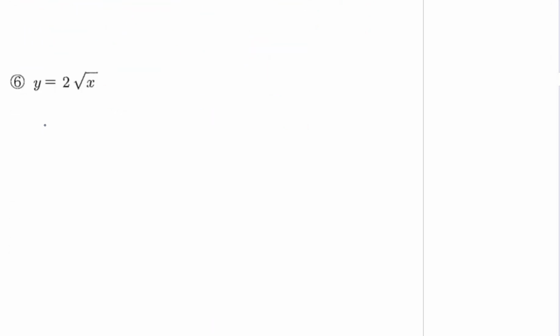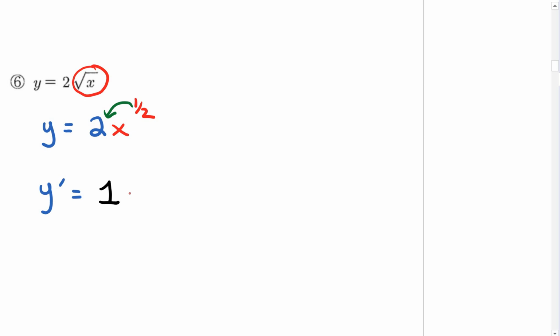For question number 6, let's rewrite this as a power. So 2 times, well, the square root of x is really x to the power of 1/2. And then let's go ahead and take the derivative, so y prime. All right, so 1/2 times 2. So 2 times 1/2 is going to be 1. So I'll just write the 1 for fun. And then x.